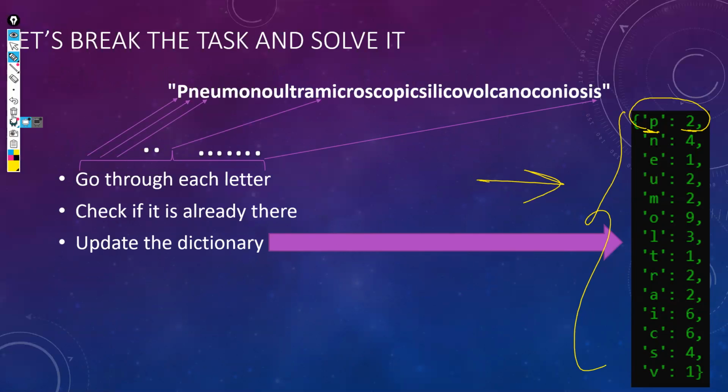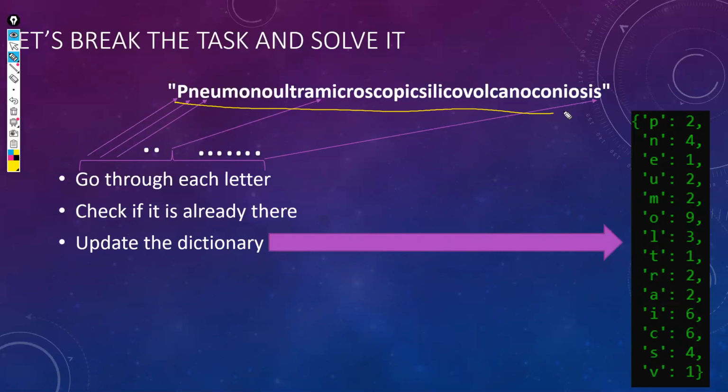But before that, you have seen the input, you have seen the output. Now break the task and solve it. You have a word of this type, and first we will break this down. So how to solve any problem? Break it into smaller chunks and solve each chunk. My first chunk would be: go through each letter and count how many times it appeared. Like this P, and E, in this way. This is what I have to instruct the computer.